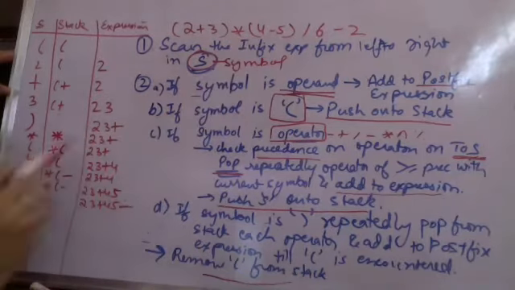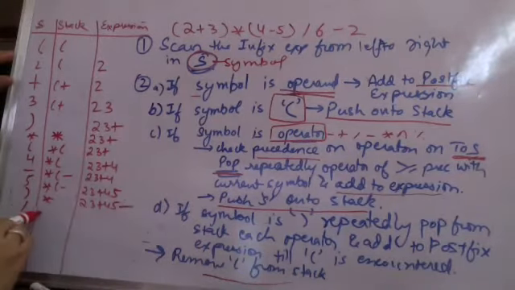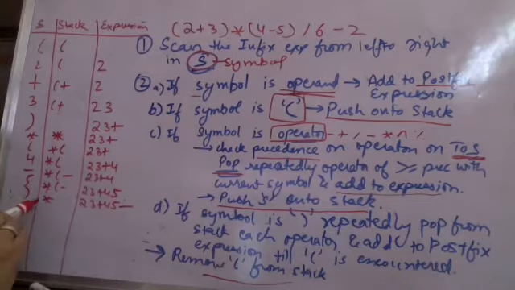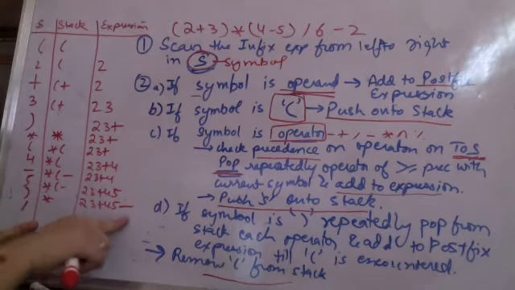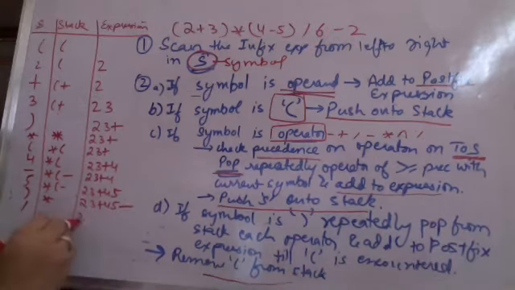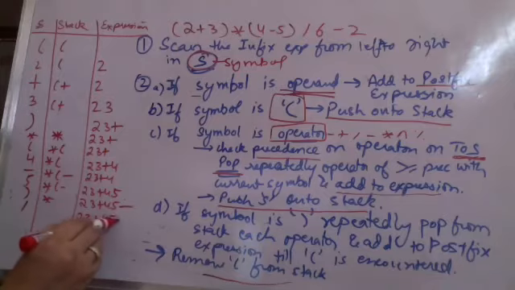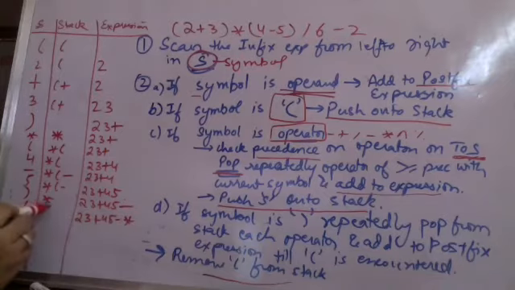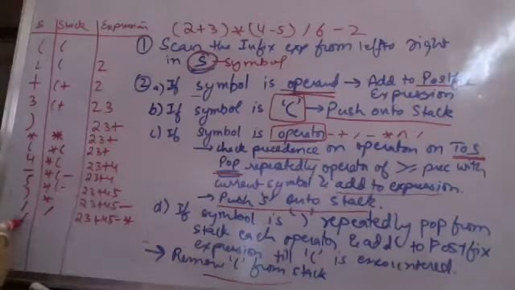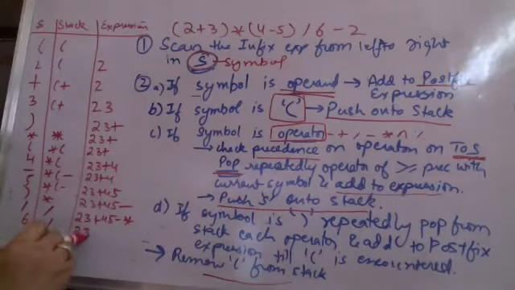After that, I have a divide. Now I have to push divide. Whenever an operator is coming, I have to push it onto the stack. Now divide and multiply have the same precedence. That means first I have to take multiply out, pop it from the stack, and add it to the expression. So I add multiply to the expression and then I push divide onto the stack. Then 6, an operand, is added to the expression.